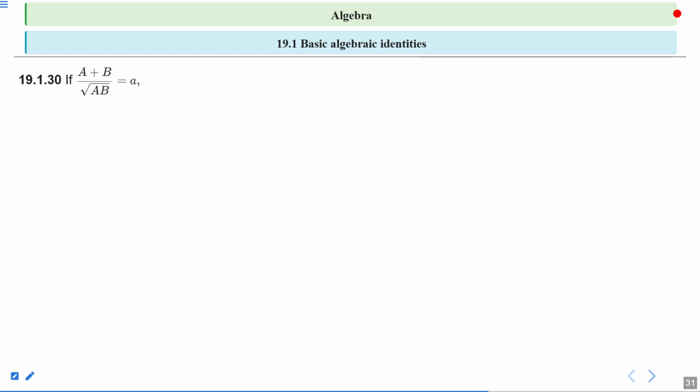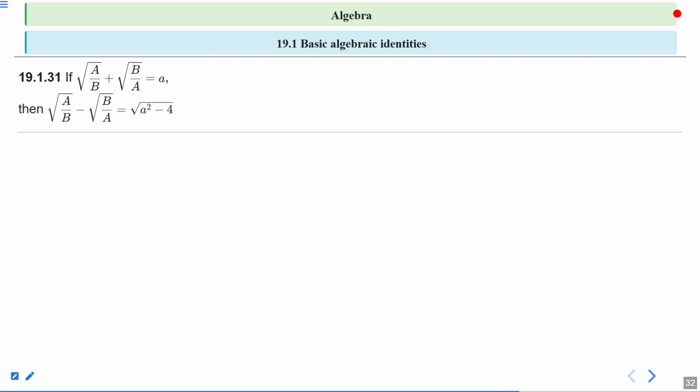Next one is if (a plus b) upon under root a into b equals to a, so then (a minus b) upon under root a into b equals to plus minus under root a square minus 4. Next one, if under root a upon b plus under root b upon a is given equals to a, so we can say that under root a upon b minus under root b upon a becomes under root a square minus 4.